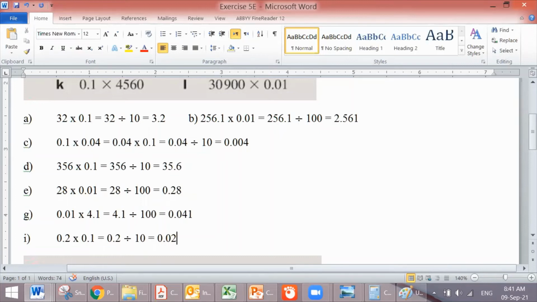And what about A part? A part I am going to solve. So 0.1 multiplied by 4560. So can you answer it? Very good, Ahmad Ashraf. Very good.